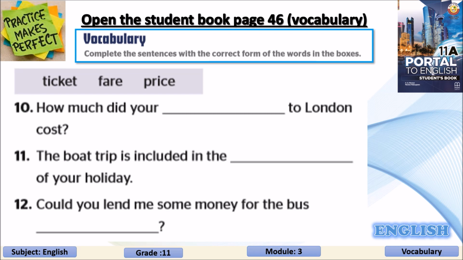Sentence number 10. How much did your to London cost? So, of course, to London, so it will be a ticket. The boat trip is included in the of your holiday. Included in the price. Very good. Could you lend me some money for the bus? And the bus is associated with the word fare.